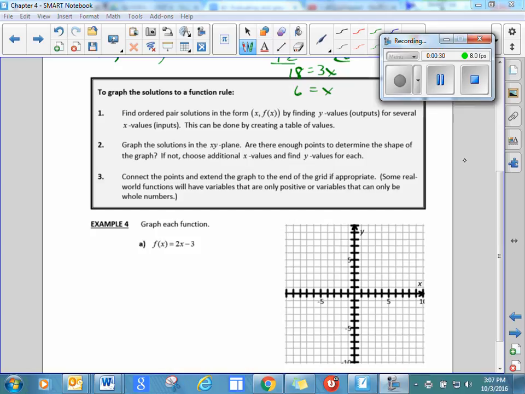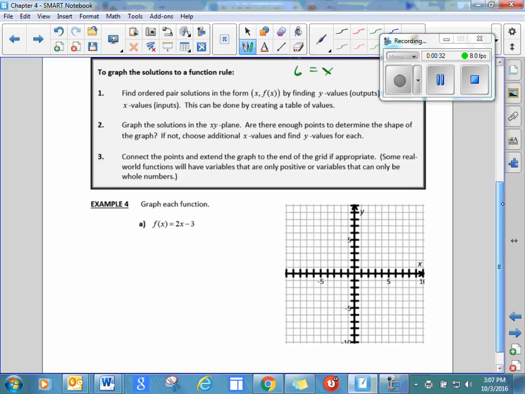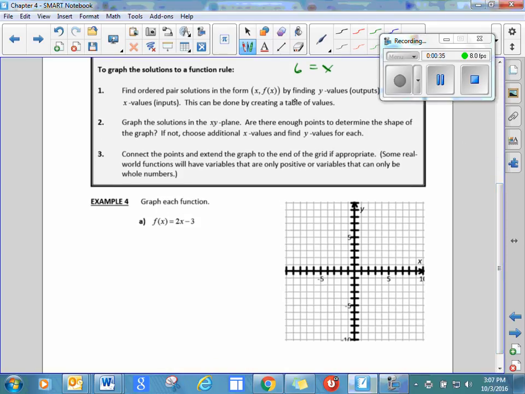But today, we're going to just basically create an input-output table. We're going to create a table of values. And then we're going to graph the ordered pairs, and we're going to see if we can determine the shape of the graph. If we can't easily see what the shape of the graph is by the ordered pairs that we've picked, we've got to go back and pick some more. So we're going to connect the points and extend the graph to the end of the grid and draw arrows to indicate that it goes on forever, if, in fact, our particular function, our particular equation, can do this.